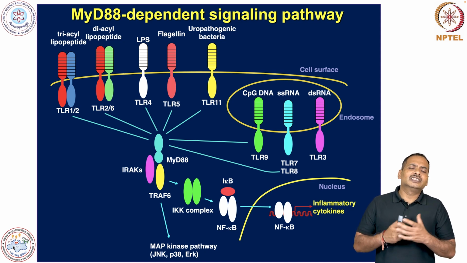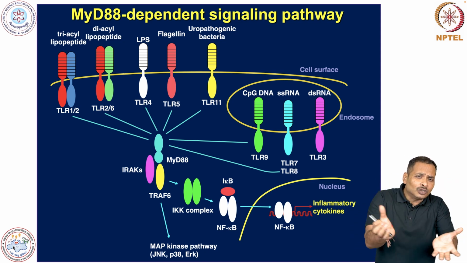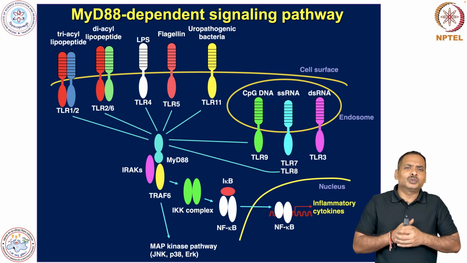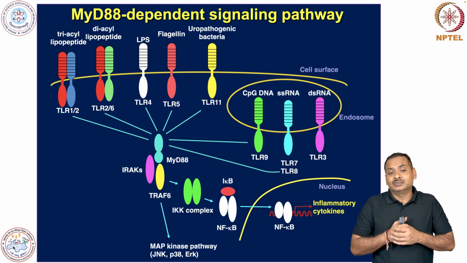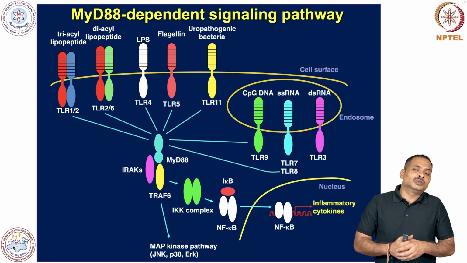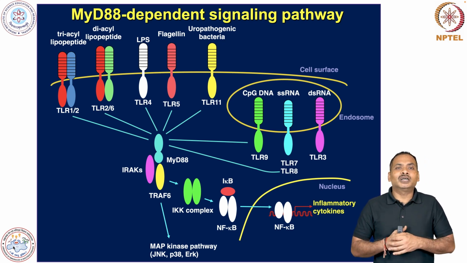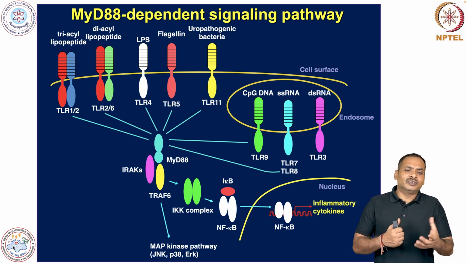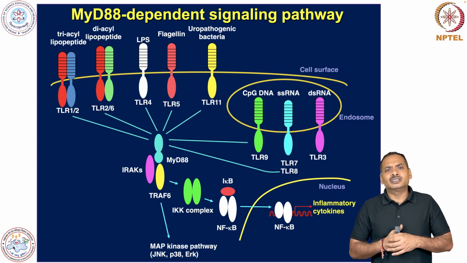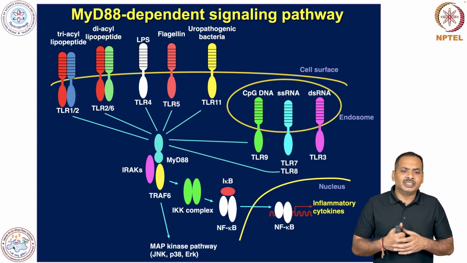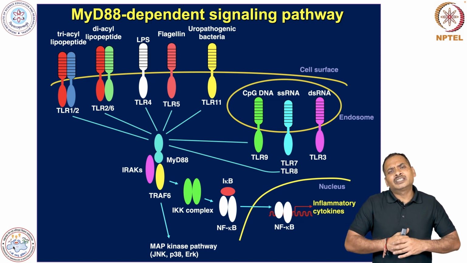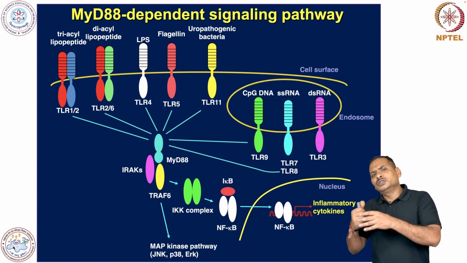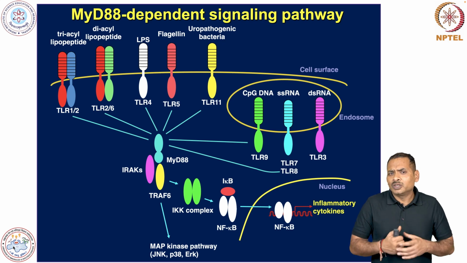Another way is this signalosome, this complex of proteins, can also activate the MAP kinases. As you know, you probably studied these MAP kinase pathways. There are various molecules like JNK, p38, ERK. All these will be activated, and that will also induce the synthesis of pro-inflammatory cytokines.